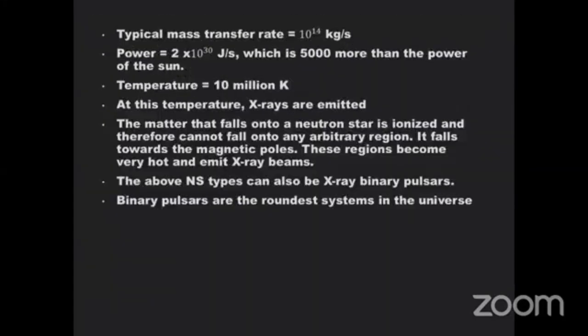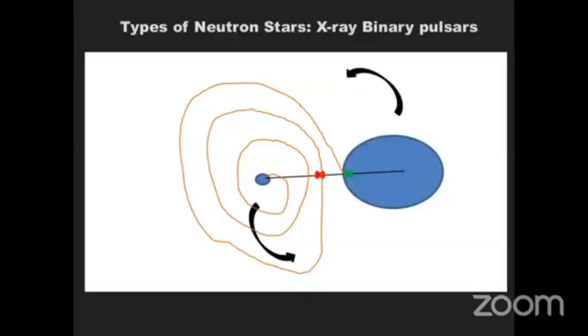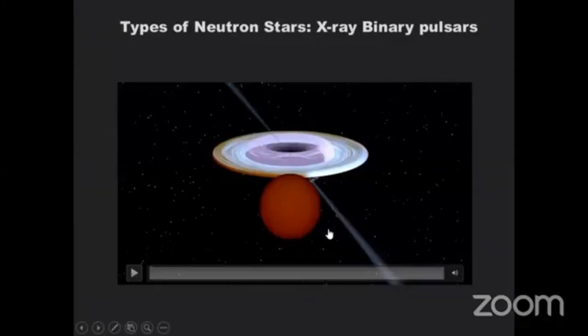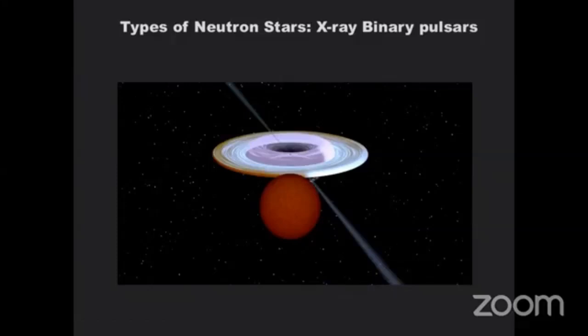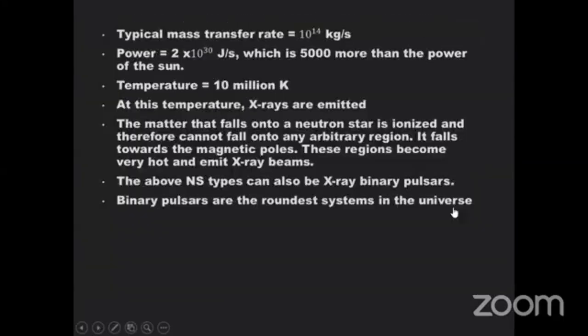So now I'm almost done. The above neutron stars can also be X-ray binary pulsars. Binary pulsars are the roundest objects in the universe. I want you to take this. Any pulsar that is in this form is the roundest thing in the universe. Have you heard of the most perfect circle before? The most perfect circle is a system of binary pulsars. So take that as a lesson from this lecture.